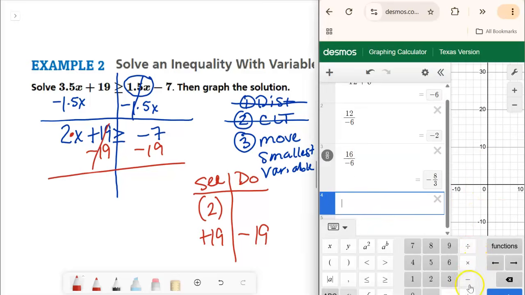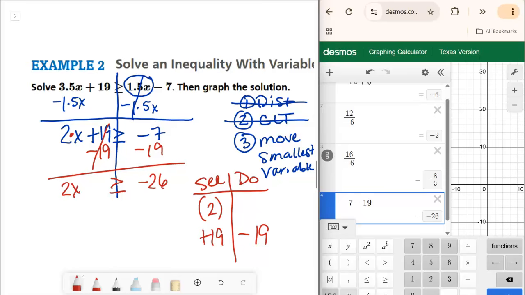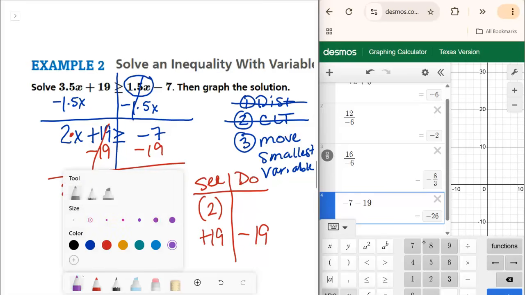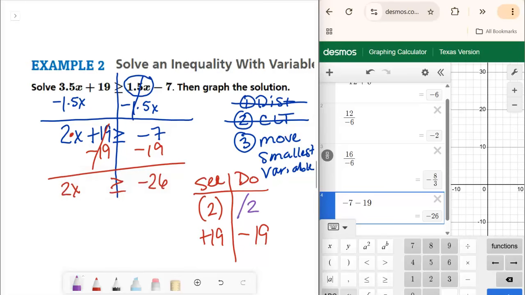If I type it over here, that's negative 7 minus 19 gives me a negative 26. Bring down the symbol and bring down the 2x. The last step is to divide by 2. Am I dividing by a negative? No, I'm not dividing by a negative, I'm dividing by a positive. So do I have to flip this sign? No, I do not have to flip the sign. Okay, it's going to stay just like that.